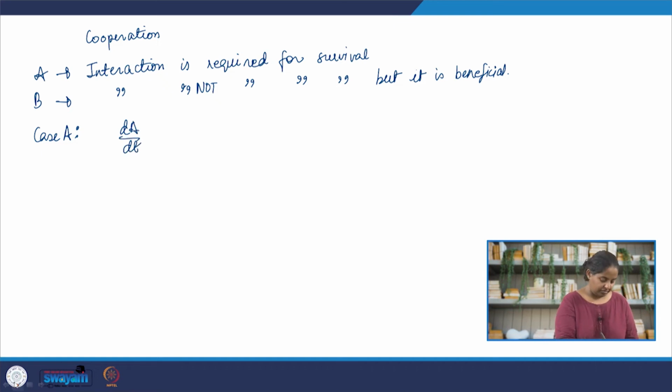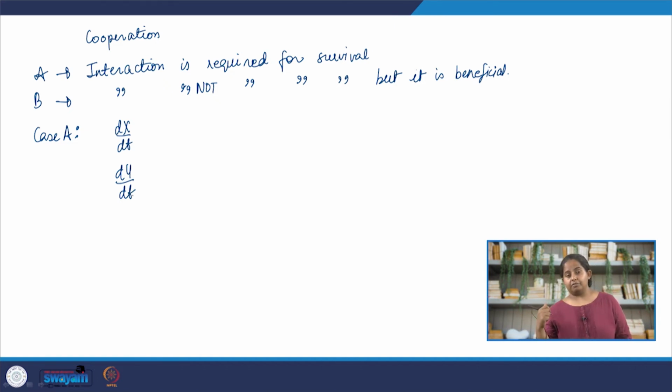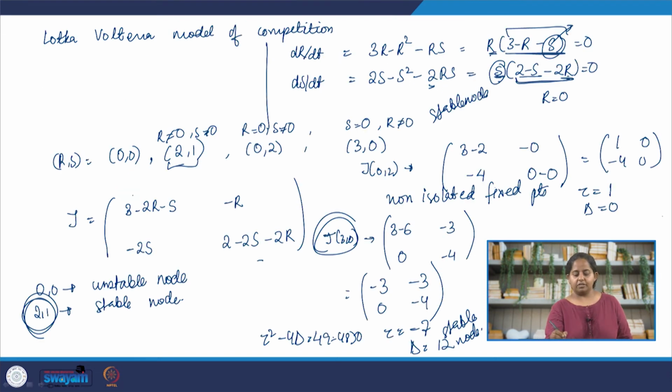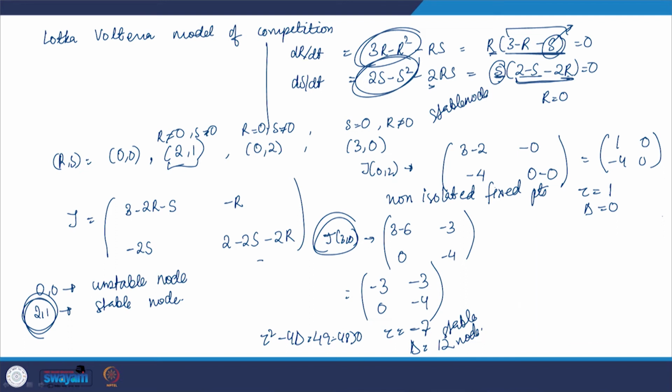Let's say the first species is X and the next species is Y, so dx by dt and dy by dt. They need to interact with each other to survive, which means that they will not have a growth factor which is independent of each other. If you look at other models, the net growth factor was independent of the other species. So the rabbits were very capable of replicating on their own without the other species.